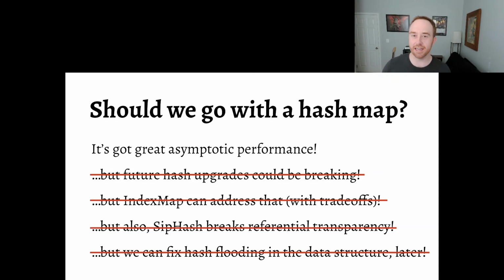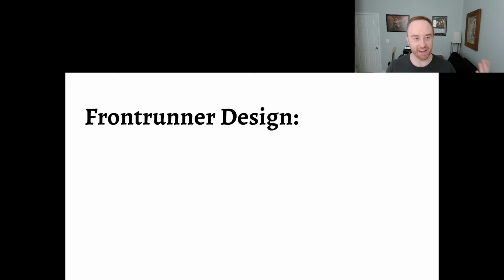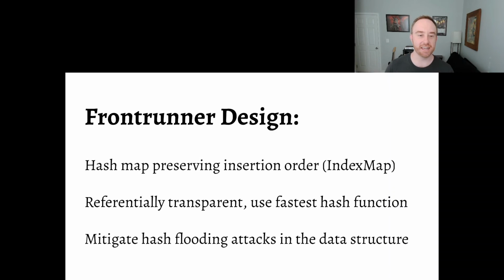So we're really down to should we go with a hash map for this? Well, it's got great asymptotic performance, and all of the other concerns have now been addressed in various ways. So yeah, I think we should. So the front runner design, obviously, for this is going to be based on index map. So this is a hash map that is preserving insertion order. That is the most useful thing. It's useful in the widest variety of use cases.